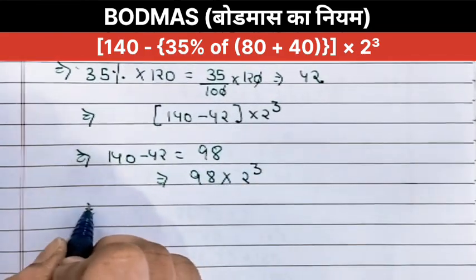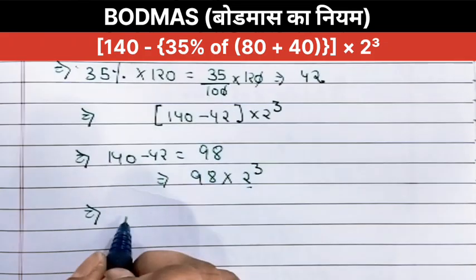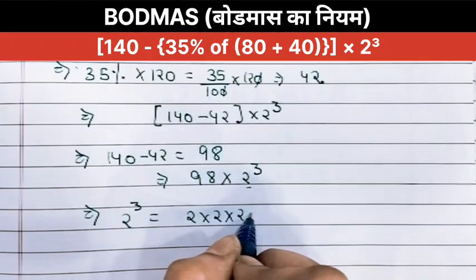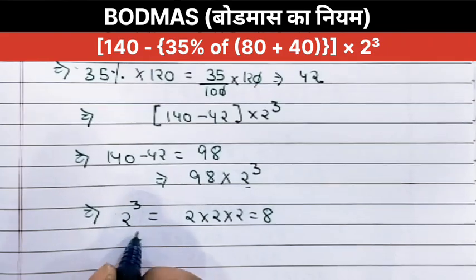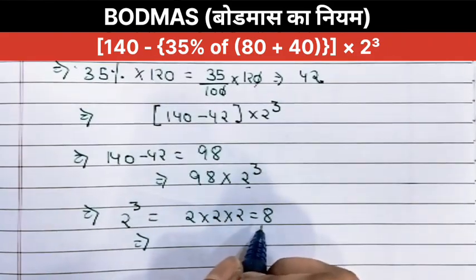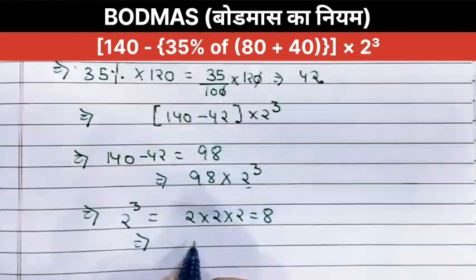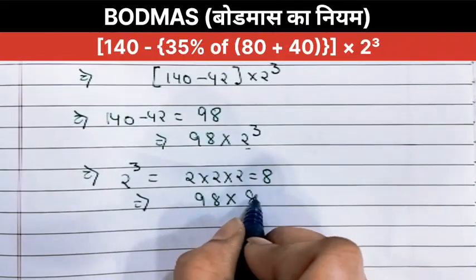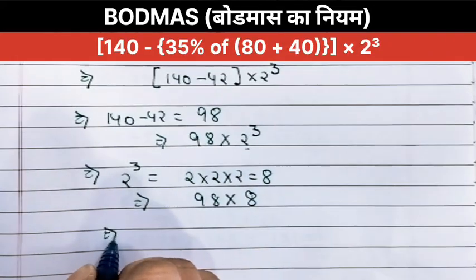Move to the next step, evaluate exponents and orders. Now solve the power, 2 power cube, which is 2 multiplied by 2 multiplied by 2, becomes 8. According to this step, order exponents must be calculated before the final multiplication, and now the current expression becomes 98 multiplied by 8. Move to the next step, multiplication.